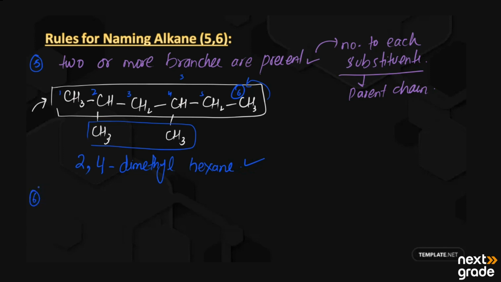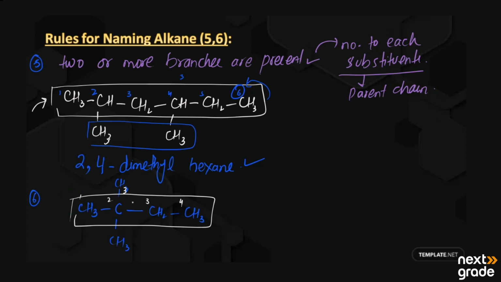Next we have the sixth rule. When two substituents are present on the same carbon atom, like this CH3, it is having the group CH3. Next we have CH2 and CH3. Then what we have to do, we just need to give each substituent a specific number. So we will start from here 1, 2, 3 and 4. So here 4 carbon atoms are present. This is the parent chain, and at carbon number 2 we have 2 substituents. Then we will name it as 2,2-dimethyl, and the parent name is butane. This is the sixth rule.